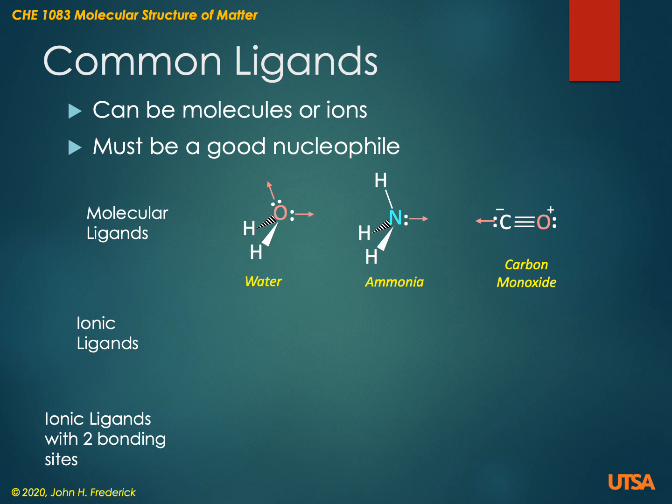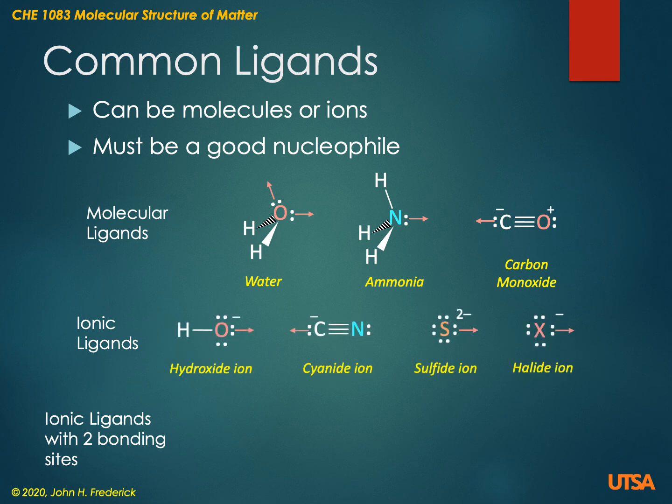Carbon monoxide is a new one, and it's interesting in the sense that the carbon is the one that is the nucleophilic center because it has a negative charge. Carbon isn't normally a nucleophile, but in carbon monoxide it is. We also can have ionic ligands, including hydroxide ion, cyanide ion, sulfide ion, halide ions like chloride ion or fluoride ion. And these, of course, are all good nucleophiles. Once again, with the cyanide ion, we see this interesting juxtaposition where the carbon is the electron-rich center, and it has the extra pair of electrons that can be donated. So it actually attaches to the metal through the carbon side of the cyanide ion.